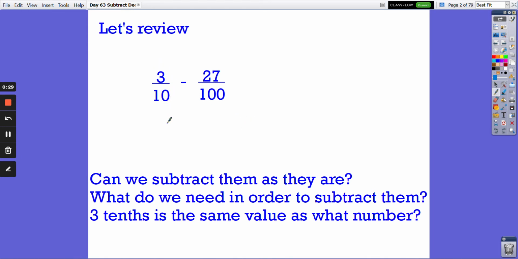3/10 is the same as what value that has the same denominator as 100? Well, if I multiply by 10, multiply by 10, then I'd end up getting 30 over 100. Can I do 30 hundredths minus 27 hundredths? Yes, I can. Now that they have the same denominator, I can definitely subtract them. And we end up with an answer of 3 hundredths.